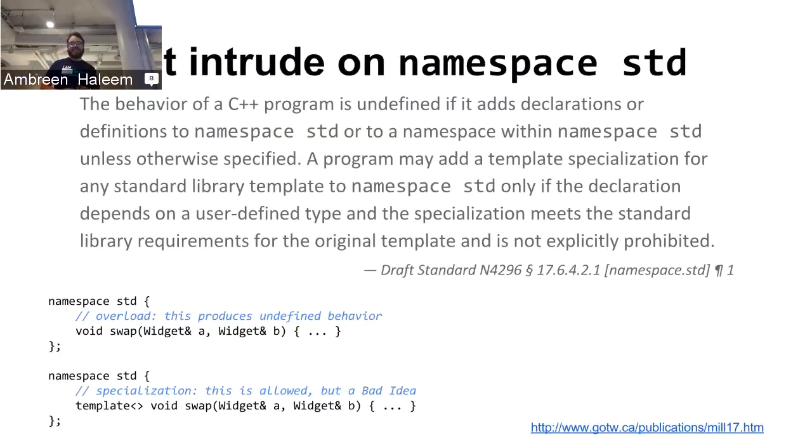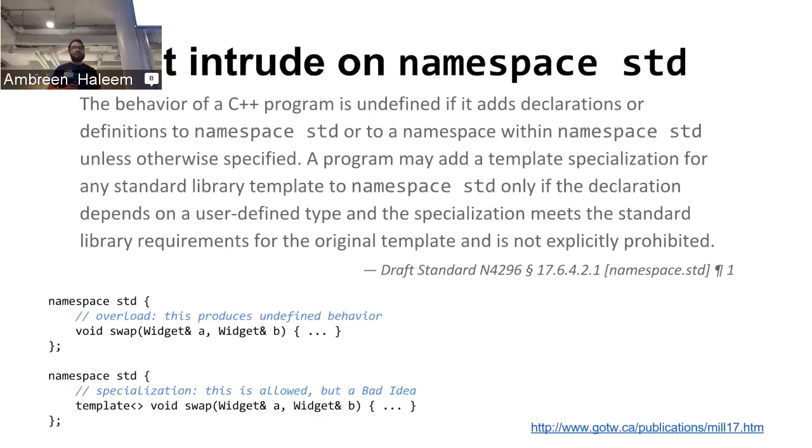The standard says a program may add a template specialization for any standard library template to namespace std if the declaration depends on a user-defined type and the specialization meets the standard library requirements and is not explicitly prohibited. All of that verbiage basically means, yes, you can specialize std::swap. I think that's pretty much the only use for that. That and numeric_limits. You might want to specialize numeric_limits for your bignum type or something.